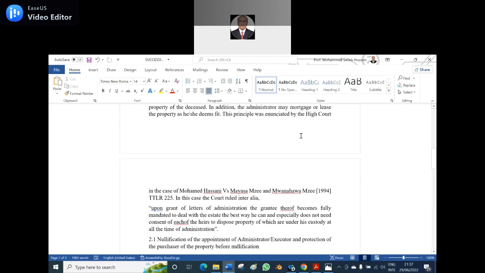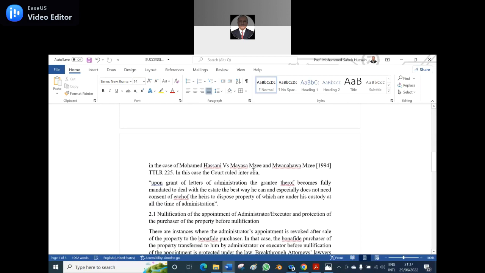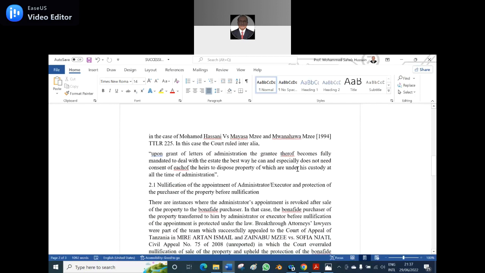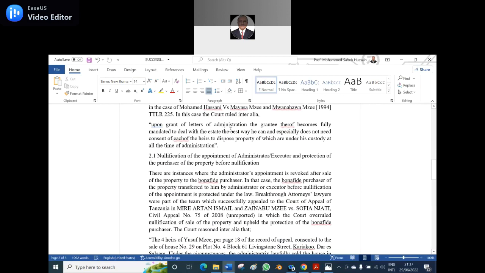This principle was enunciated by the High Court in the case of Mohammed Hussaini versus Mayasa Mze and Muanahawa Mze, TLR 225. In this case, the court ruled, inter alia, that upon grant of the letters of administration, the grantee thereof becomes fully mandated to deal with the estate in the best way he can, and especially does not need the consent of each of the heirs to dispose of the property which is under his custody at the time of the administration. So when he wants to dispose of the property, he need not take each person's consent. The reason is the sale he is doing is for the betterment of the heirs only. Otherwise, the value of the property will be lowered when they could not sell it in the prompt time. So that was the thing.